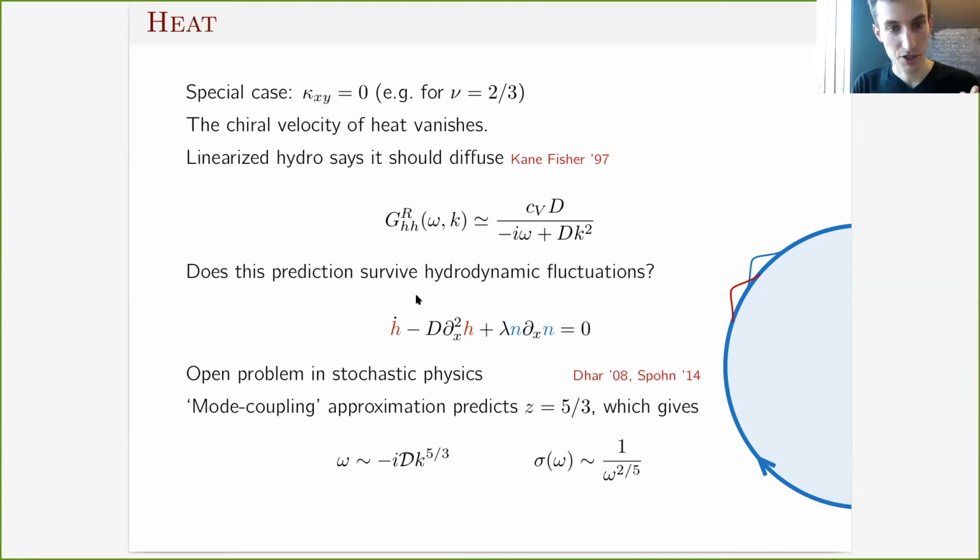And so actually this equation is an open problem in stochastic physics. People don't know what exactly the universality class of this is. But there's an approximation called the mode coupling approximation, which actually agrees pretty well with numerics for this problem, which predicts that the dynamic critical exponent in this case is 5/3 instead of 2 for diffusion. So even in this case, we don't have diffusion. Heat still spreads, but slightly differently than with diffusion. And the optical conductivity in this case is actually a bit more singular because of this very soft heat mode.